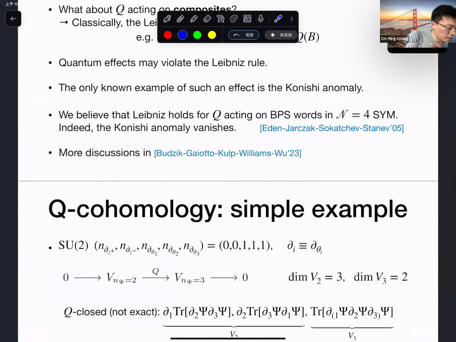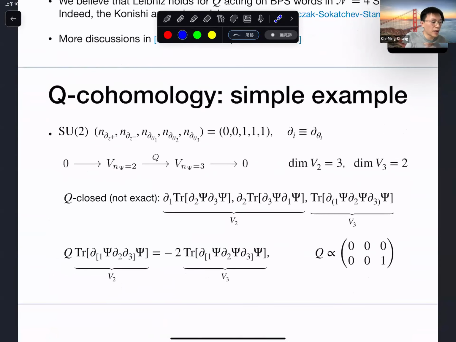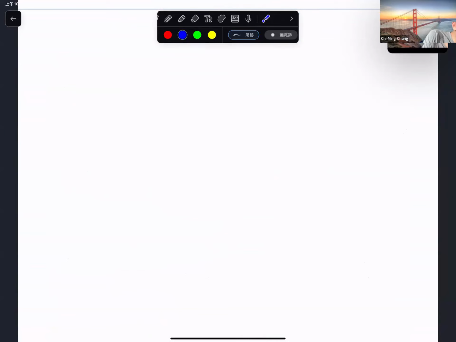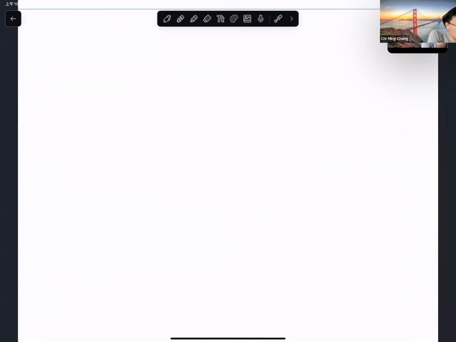Okay, now let me show you the way that we compute the Q cohomology, and I will show you this particular example. Let me just write it. So we would like to focus on a particular example that has the number of z derivatives plus minus 5. Sorry. And we focus on a particular charge sector. We fix it to be 0, 0, 1, 1, 1. So this expression does not have any z derivative, and it has one theta 1, one theta 2 and one theta 3 derivative.